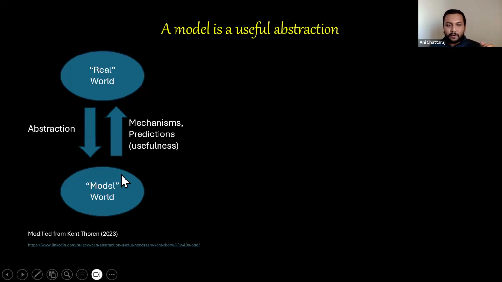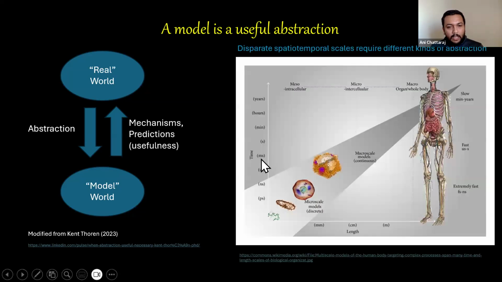So it's important to remember that a model is a useful abstraction, and an alternative version of the statement is: all models are wrong, some are useful. We should keep that in mind while we are modeling a system.